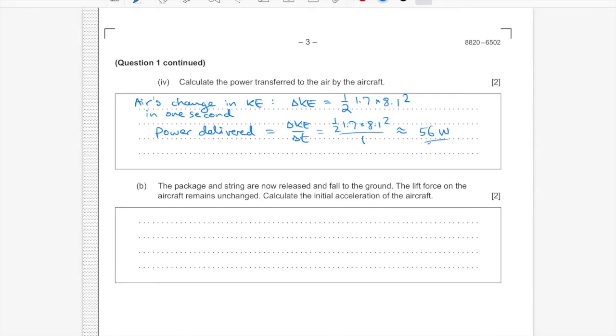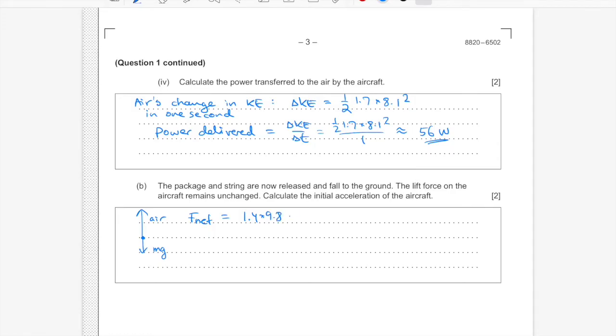Next one, now the package and string are released. Now the drone is not in equilibrium. We still have the lift force from before, but the weight is now lighter because the package and the string are released. So we still have this larger lift force going up from the air pushing on the blades, but a smaller weight, so it's going to be accelerated upwards.